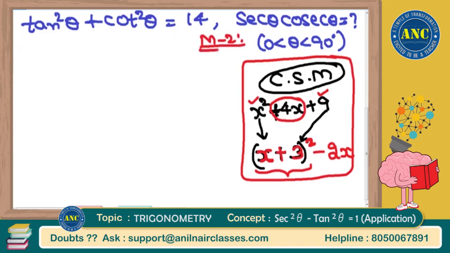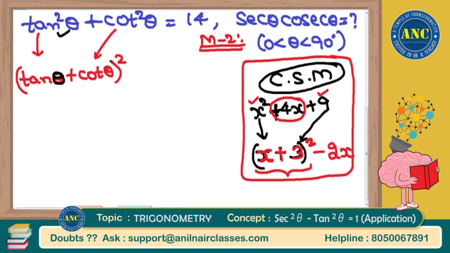Method 2, if I teach you. Can I say that the square root of tan square theta is tan theta, and the square root of cot square theta is cot theta? Write it as a whole square. Now check it out. What is the extra term? a square is tan square theta, b square is cot square theta, plus 2ab: 2 into tan theta into cot theta. The reciprocal product is 1, so 2 into 1 is 2.